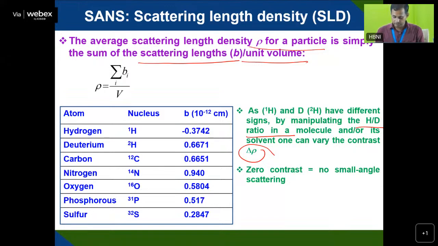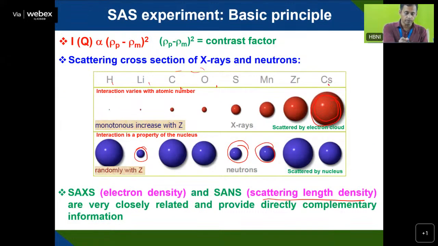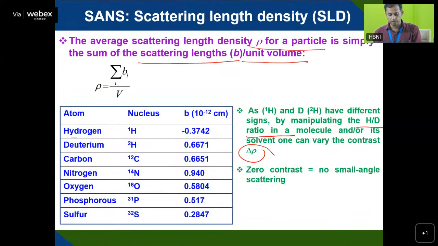In this equation, I(Q) is proportional mainly to the contrast factor, that is rho P minus rho M, or simply the square of this is the contrast factor. If this is equal to 0, then you are not able to see any neutron scattering. When this is not 0, you are able to see the scattering.